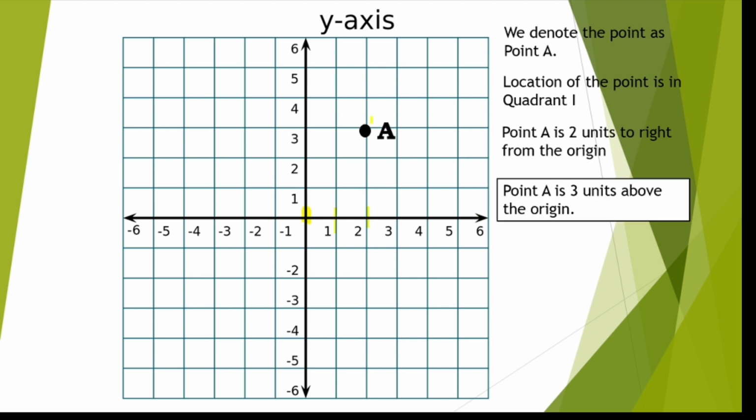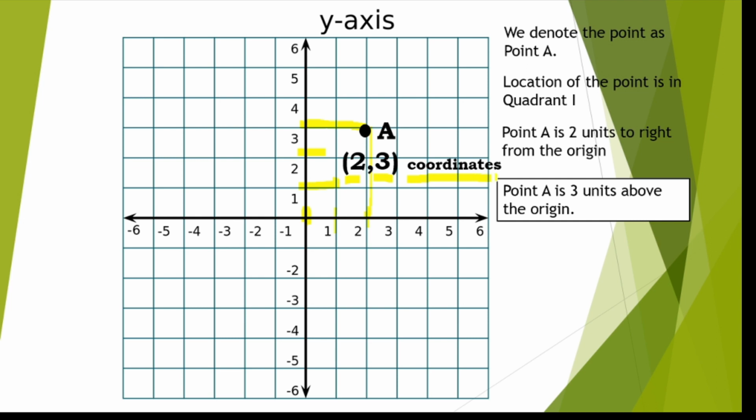And point A is 3 units above the origin. So again, this is the origin. 1, 2, 3. So that is 3 units above the origin and 2 units to the right of the origin. Therefore, what is the coordinate of point A? Very good. The coordinate of point A is 2, 3. Positive 2, positive 3. That is the coordinates.